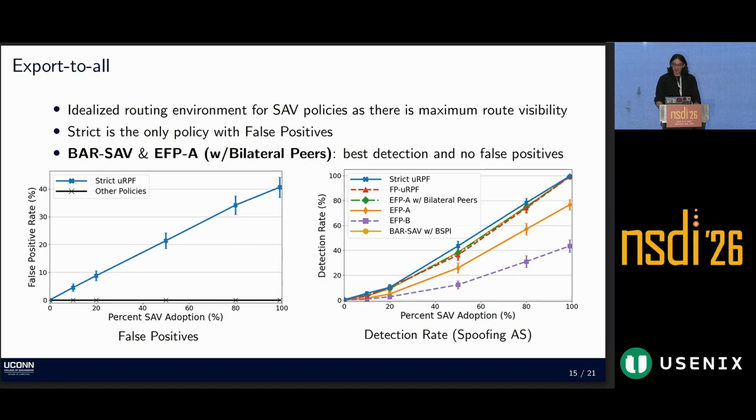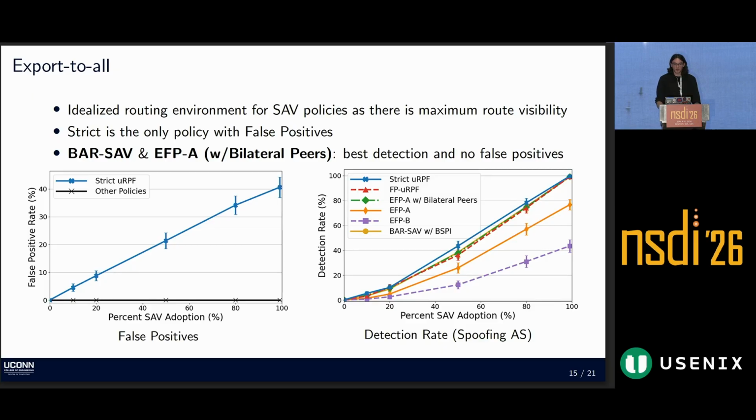With export to all, this is the default assumption in many prior works and represents the best case scenario for SAV policies. There's no multiple prefixes to handle or missing path information as there would be with no export to some. This is reflected in the results as strict URPF is the only policy with false positives. All other policies have been made to handle the asymmetric routing conditions of the internet and therefore have no false positives. For detection rate, strict also leads in this category, although there are some policies which follow close behind.